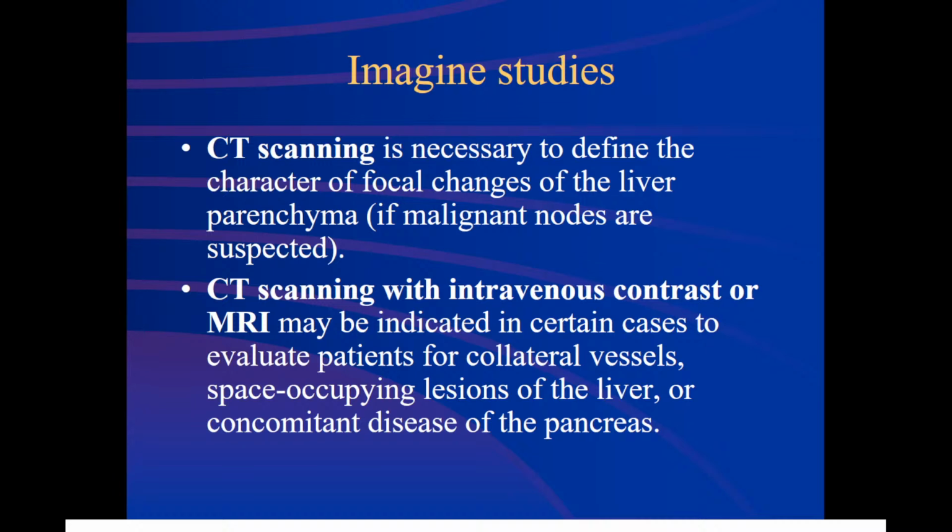Also, CT scanning with intravenous contrast or MRI can be used. They may be indicated in certain cases to evaluate the patient for collateral vessels with intravenous contrast, for example, space-occupying lesions of the liver, or concomitant disease of the pancreas and other organs, or complications, for example, of liver cirrhosis, like varices in the esophageal veins.